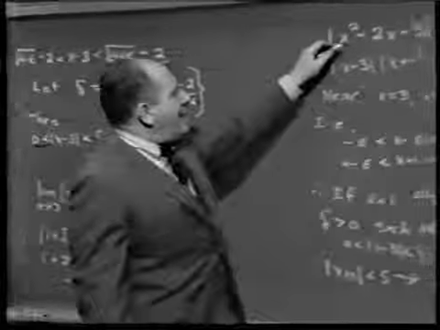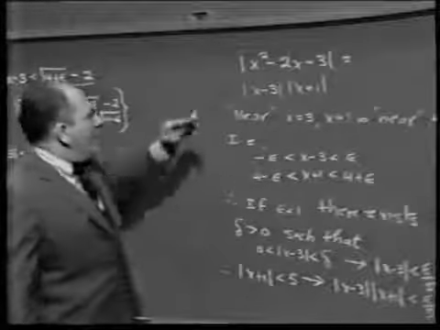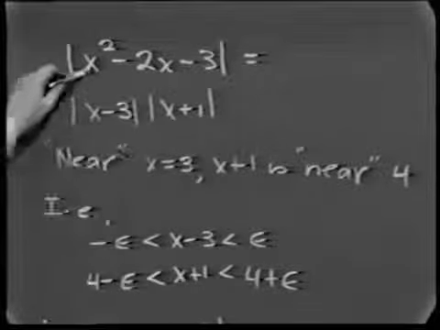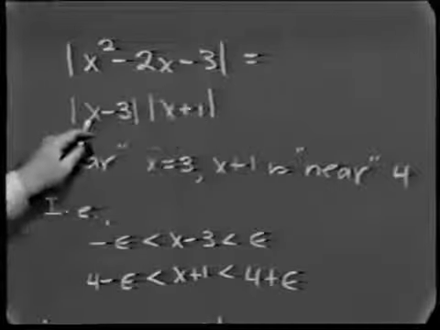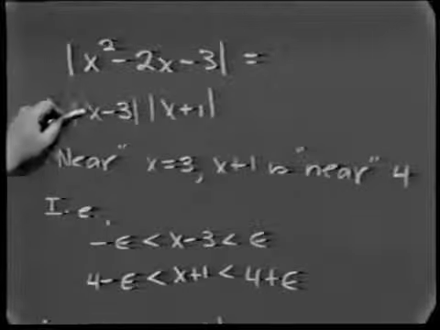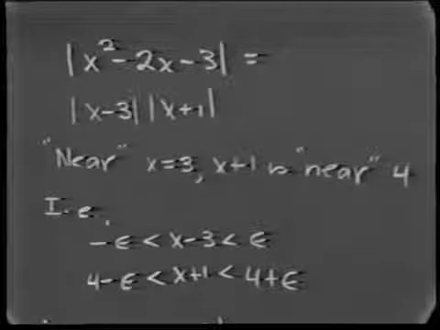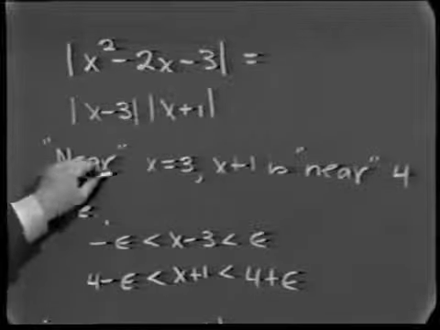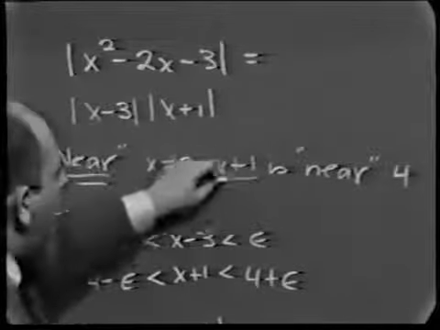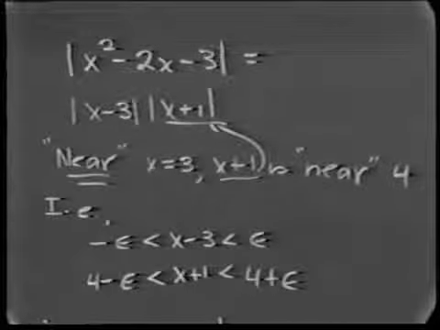Another way of tackling how to make x squared minus 2x minus 3 smaller than epsilon is to use our properties of absolute values and to factor this. We know that x squared minus 2x minus 3 is x minus 3 times x plus 1. We know that the absolute value of a product is the product of the absolute values, so these two things here are synonyms. Then we know that near x equals 3, which we're interested in here, x plus 1 is near 4. Well, what we mean more rigorously is this.